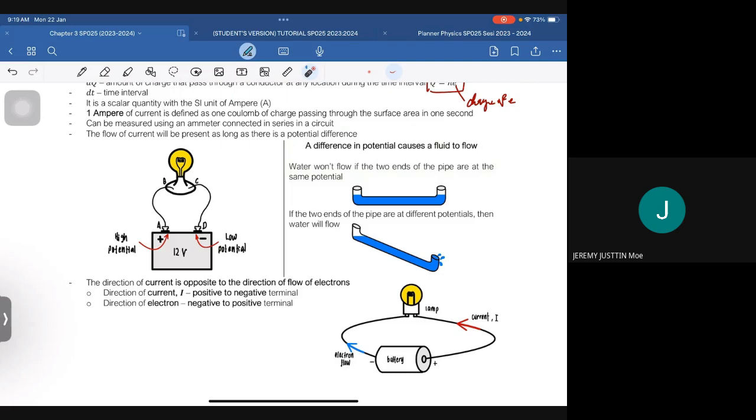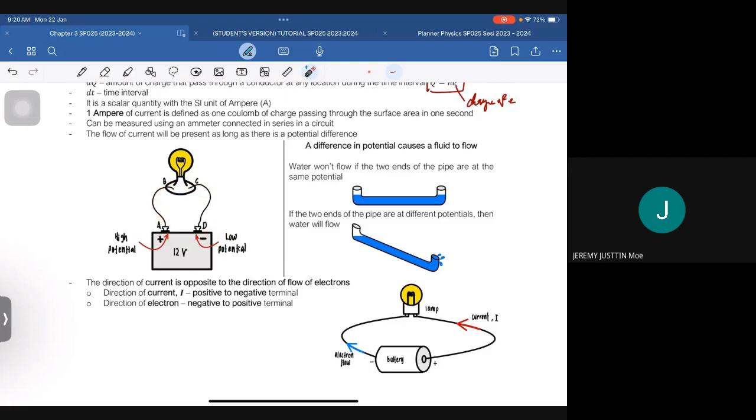Okay, and then this one is just the analogy. If there's always a difference in potential, there will always be current flow. Okay, so that's why di sini dia ada high potential, low potential, barulah ada pergerakan elektron. Pergerakan current lah maksudnya. Okay, and in terms of direction of current pula, current is always opposite to the direction of flow of electrons. Okay, so direction of current, dia akan bergerak dari positif ke negatif. Okay, so that is current.